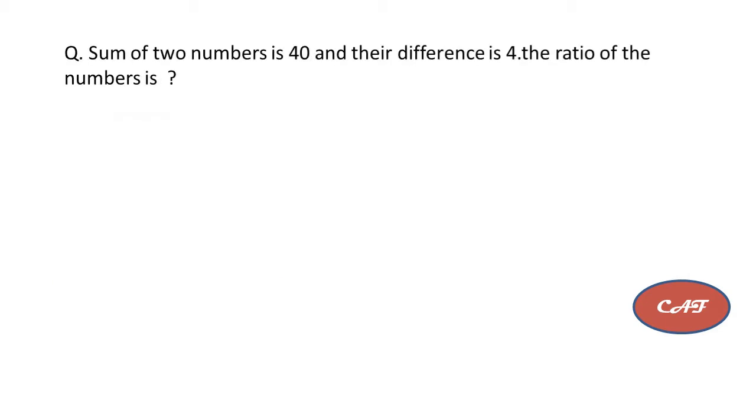Next question. The sum of two numbers is 40 and their difference is 4. The ratio of the numbers is how much? So in this question, two numbers are there. I am assuming x and y. They told that x plus y is equal to 40 and x minus y is equal to 4.